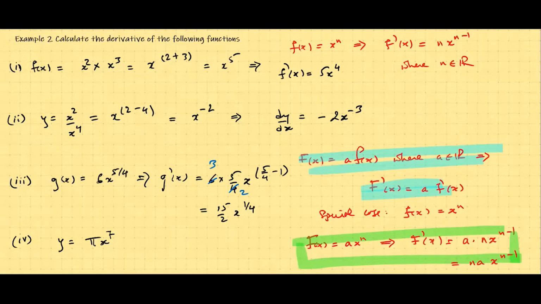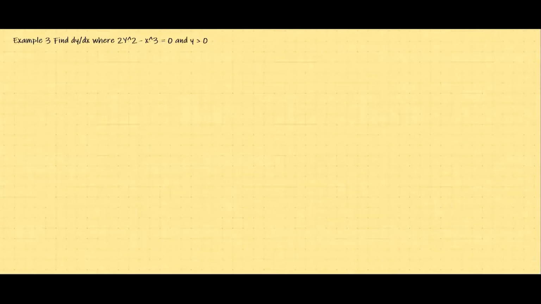And the derivative of y, which is the last part of this example, well, pi is a real number, so it's just going to come along for the ride. I'm just going to get 7 pi x to the 6. Let's look at the next example.